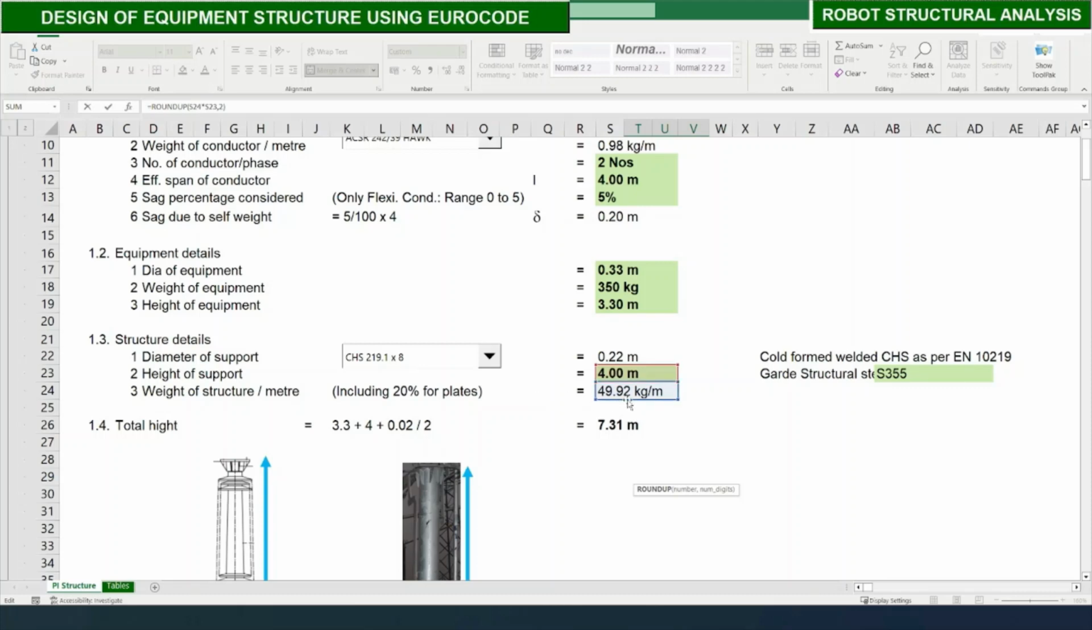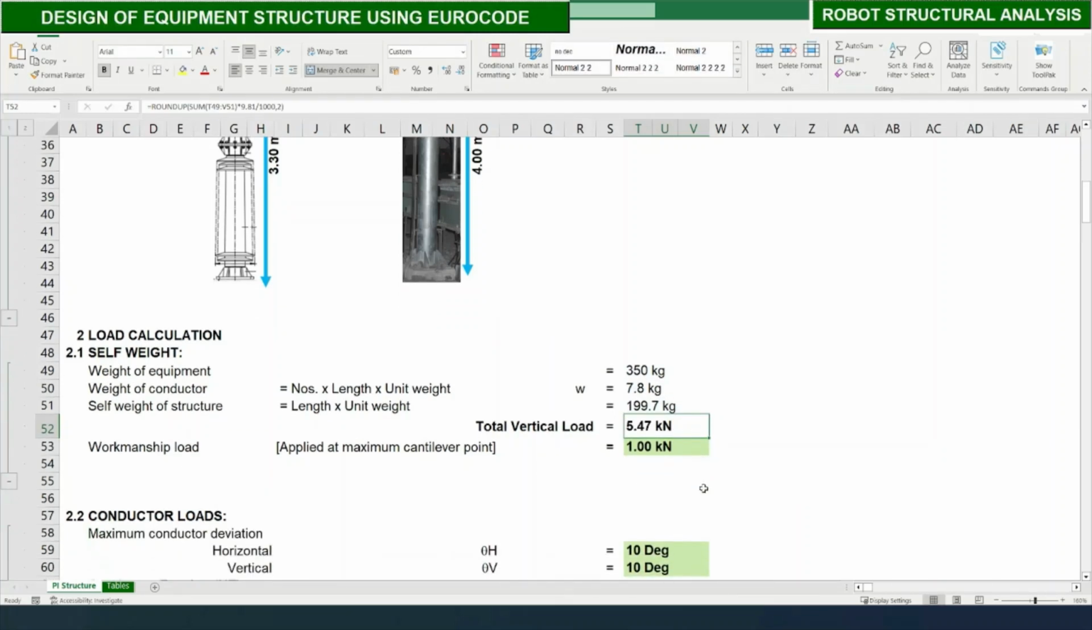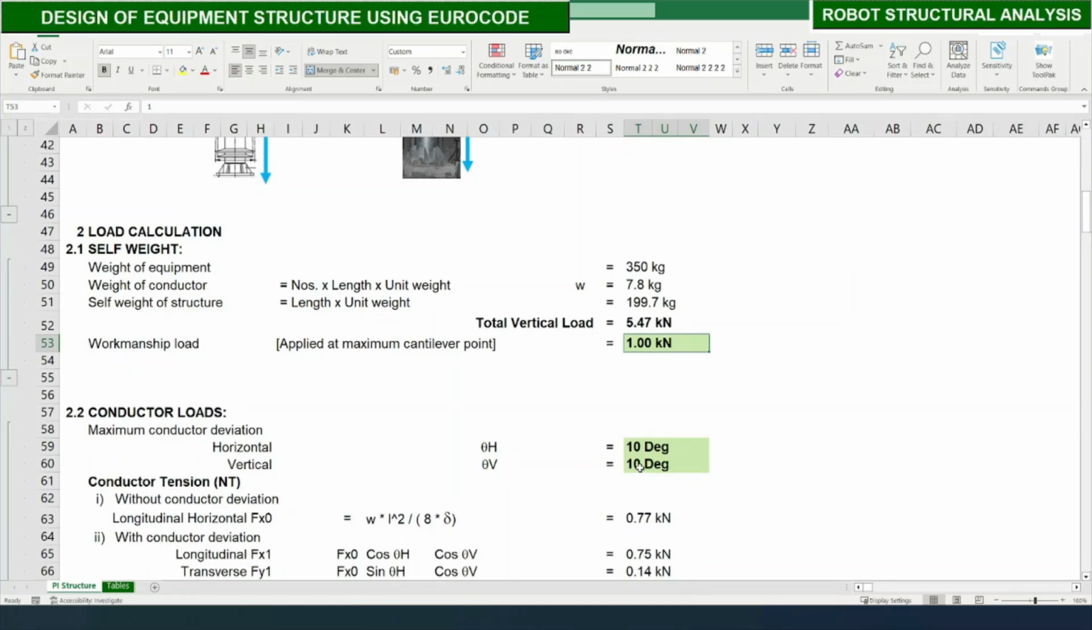The unit weight for the same is 49.92 kg per meter, that into 4, which we are having 199.7 kg. So total weight in kilonewton, we are multiplying by 9.8 divided by 1000, is 5.47 kN. And workmanship we need to consider as 1 kN.